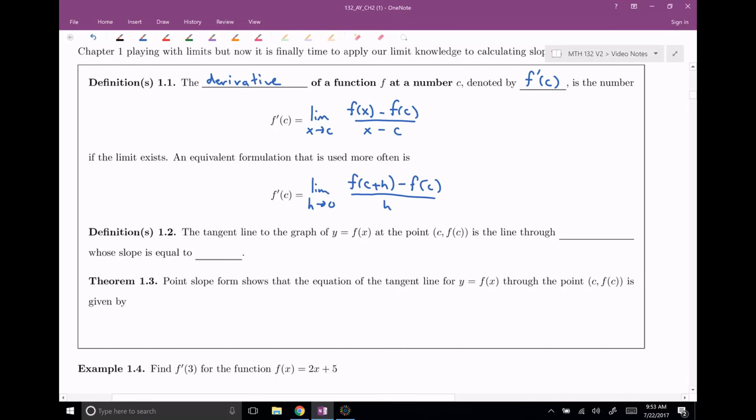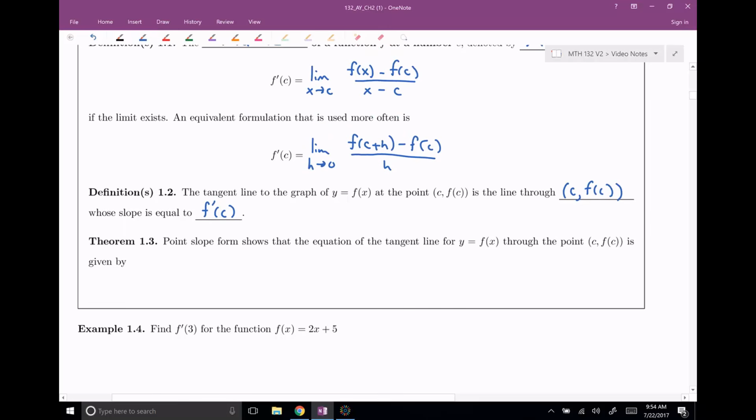All right. So if you can calculate this slope at a single point, or the instantaneous rate of change, then we can combine it together and make a tangent line, which again, we brought up in 1.4. So the tangent line of the graph y equals f of x, at the point (c, f of c), is the line through (c, f of c), whose slope is equal to f prime of c, the derivative of f at c.